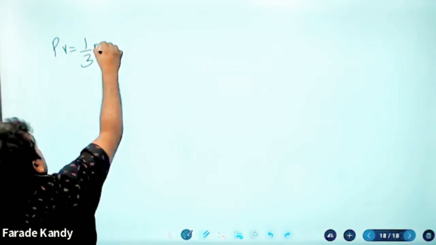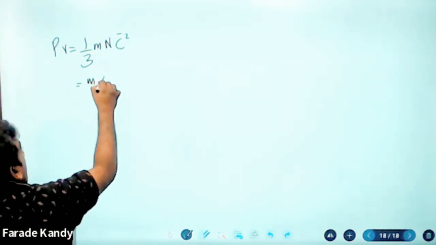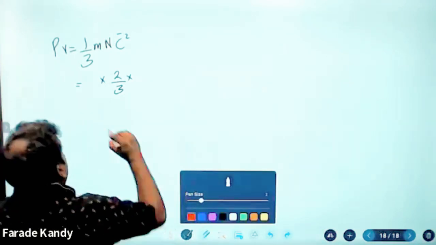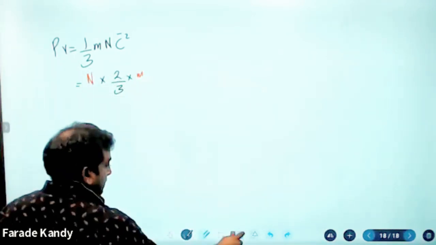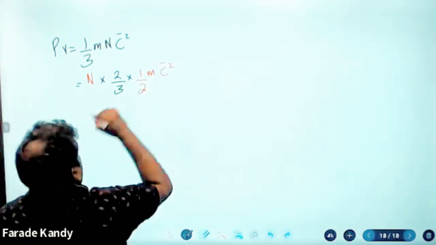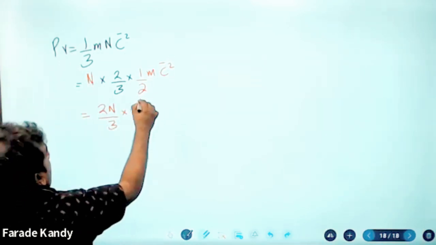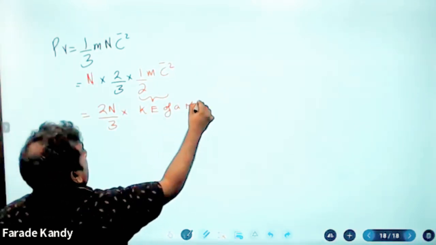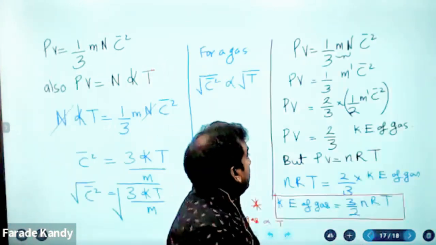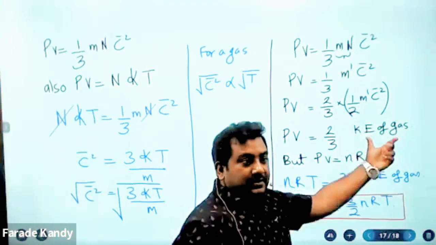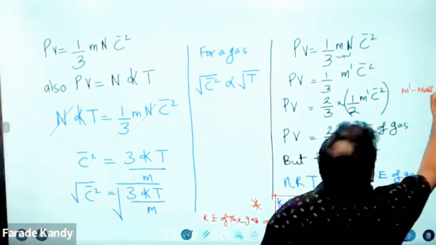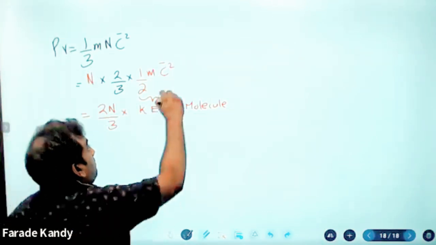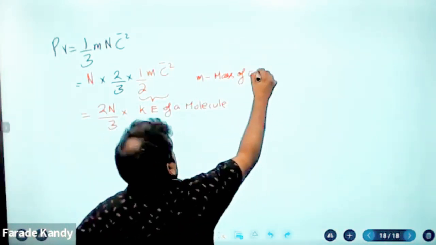Just one more adjustment. PV equals 1/3 mn c squared bar. Take N out, 2/3 N times half m c squared. 2N over 3. What is this? Half mass of one molecule into velocity squared. Kinetic energy of a molecule. Earlier, kinetic energy of what? Whole gas. M dash is mass of gas. Now kinetic energy of one molecule. Why? m is mass of one molecule, no?